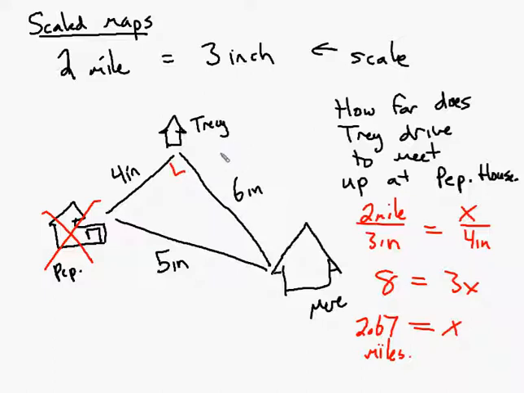So Trey decides, I'll be tricksy. I'll go to Meredith's house. She'll never figure it out. Okay, so this is six inches away. He's going to have to work for it now. So we're going to use our scale. 2 miles is to 3 inches, right? So to be consistent, we want to know how many miles away: actual miles to 6 inches.